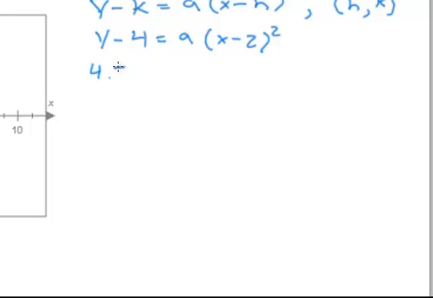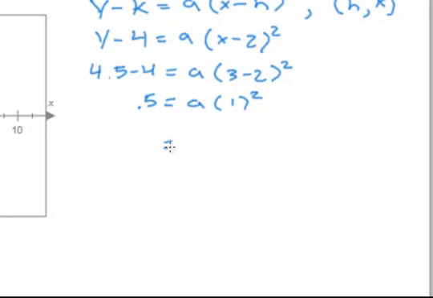So we have 4.5 minus 4 is equal to a times 3 minus 2, that quantity squared. So you can see right here, the only thing that's left is a, and if we solve for this doing the arithmetic, we'll end up with a value for a. So 4.5 minus 4 is going to be 0.5, which is equal to a times 3 minus 2 is positive 1, and that's going to be squared. And when we square 1, that's going to be a positive 1.